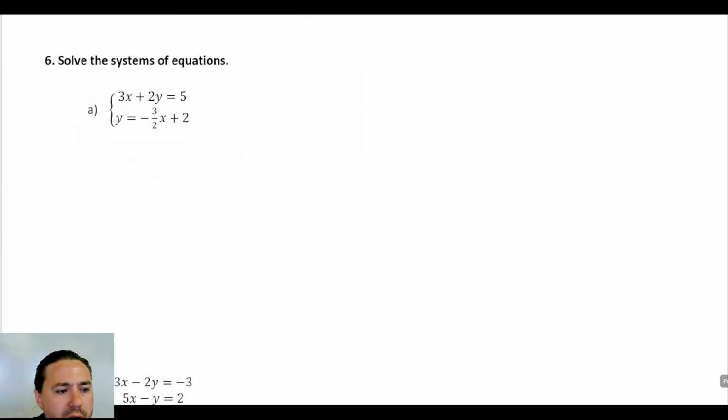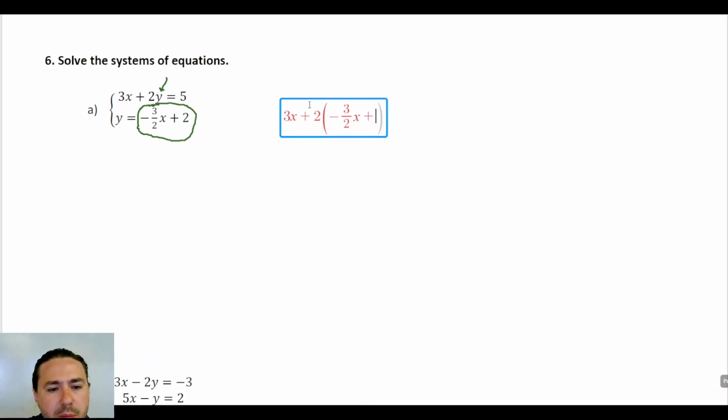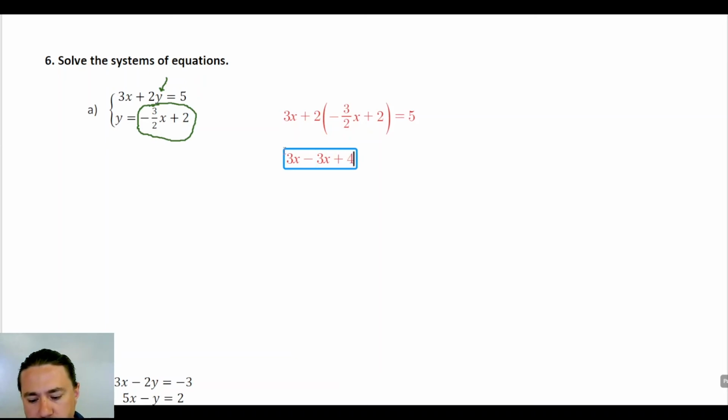So for this first one, we already have one of the equations with y isolated. So what we're going to do is take this expression here and substitute it in for y in the other equation. And that's going to give us the equation 3x plus 2 times negative 3 halves x plus 2, which is what we're substituting in for y, equals 5. And then we start to simplify this. So I'll start by just using the distributive property here. So I'll get negative 3x plus 4 equals 5.